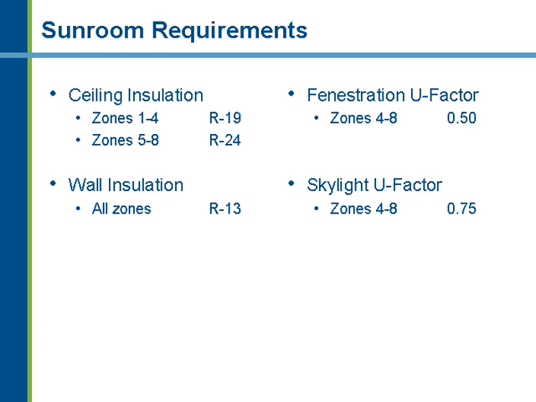So what are the less stringent requirements on the sunroom? Well, for your ceiling requirements, they are a little bit different. If you were looking over on the R value table, you're going to see that the stringency comes into play a little bit less for your sunrooms, where in zones 1 through 4, it's R19. Wall insulation is another thing to look at, where you now have a less stringent R13.